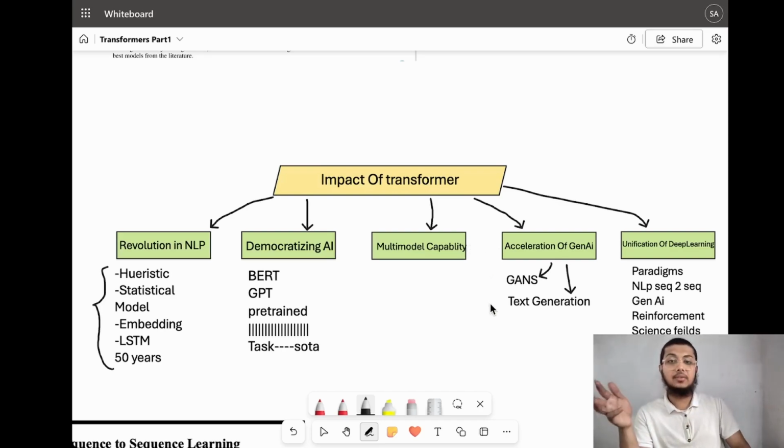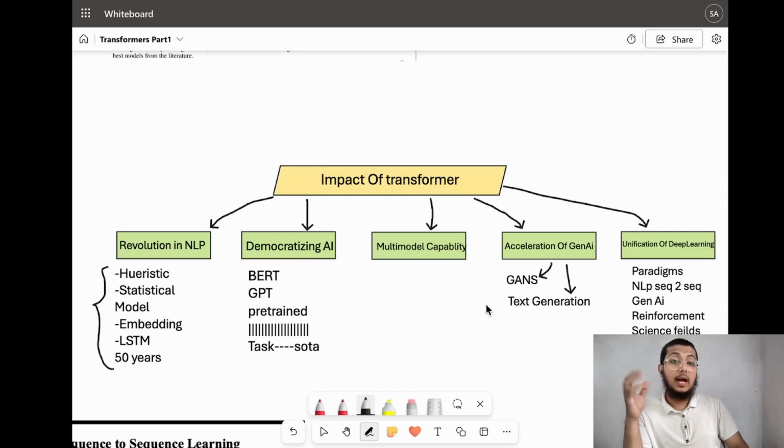Many companies have released services like boyfriend and girlfriend. So in short, the progress that was going to take 50 years in the field of NLP has happened in the last 5 to 6 years, all because of transformers. Another very big impact of transformers has been that they have democratized AI in a way.